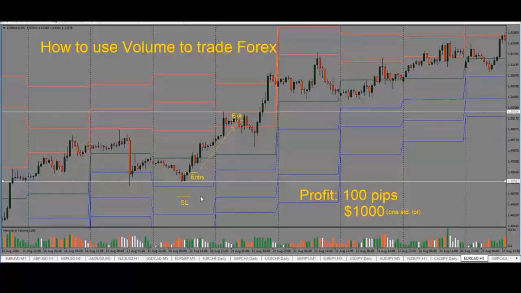Our stop would go below this pin, and we can stay with the trade. We see that most of the volume here is green. There are some parts where the volume turns neutral, but for the most part it's all green. There's no red. Finally we see that price starts to go sideways, and we have a bearish pin bar here. Good time to exit that trade. From entry to exit, we get 100 pips in our trade, so our profit is 100 pips or $1,000 if trading one standard lot.